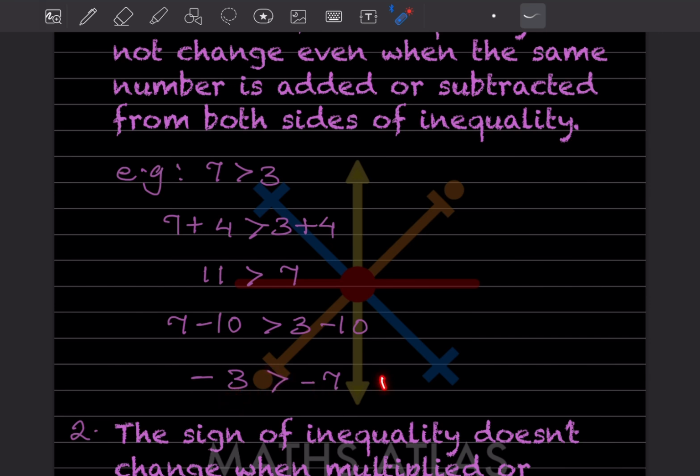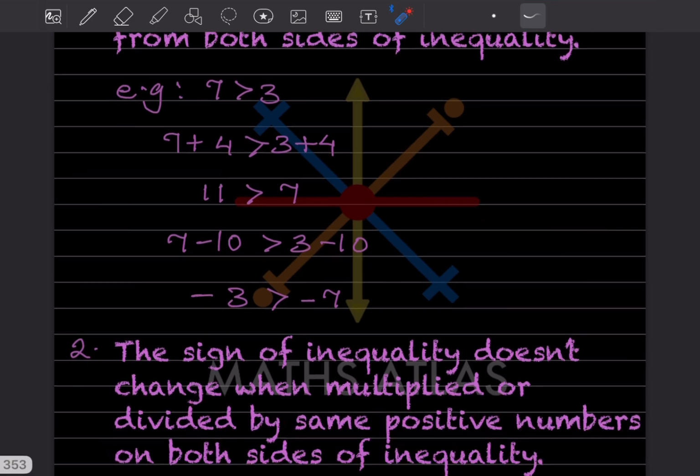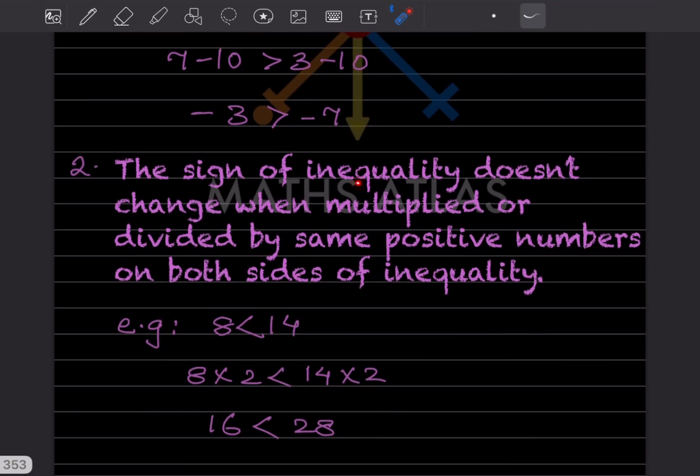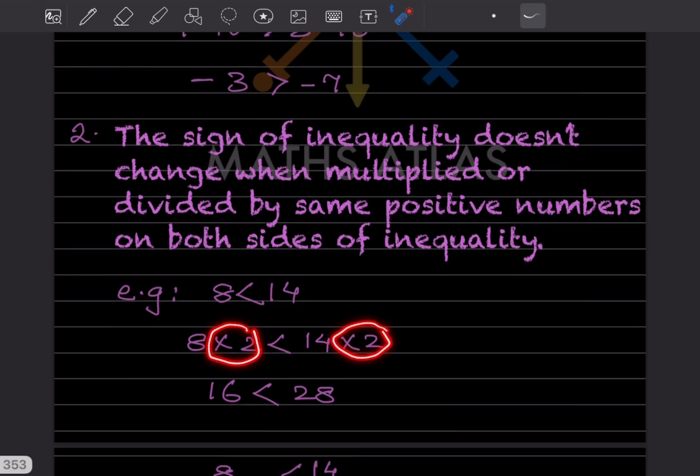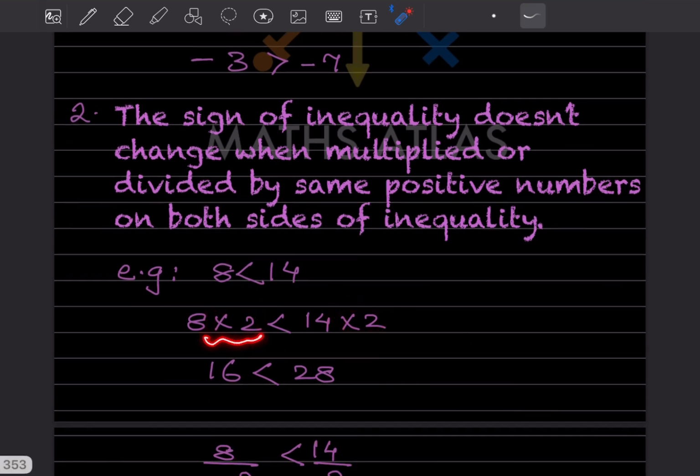So this holds true. Then the second property is that the sign of inequality doesn't change when both sides are multiplied or divided by the same positive number. Suppose we take this example: 8 is less than 14. If we multiply by the same number, 2, on both sides, this is going to be 16, with the less than sign, and this will be 28. So this holds true.